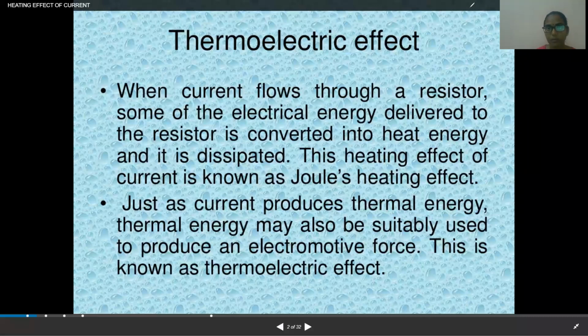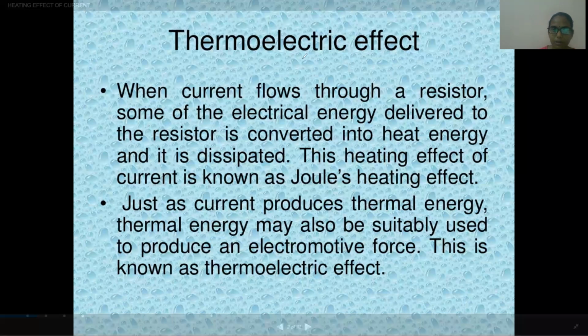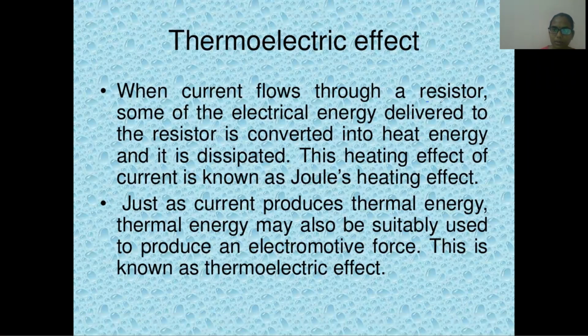Here, the thermoelectric effect: thermo means heat, electric because of current. Thermal energy is produced. That is what we call the thermoelectric effect. When current flows through a resistor, that is, any wire or a bulb containing a tungsten filament, some of the electrical energy delivered to the resistor is converted into heat energy and it is dissipated. This heating effect of current is known as Joule's law of heating.